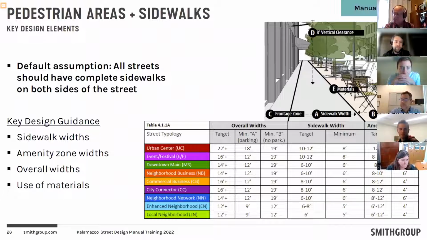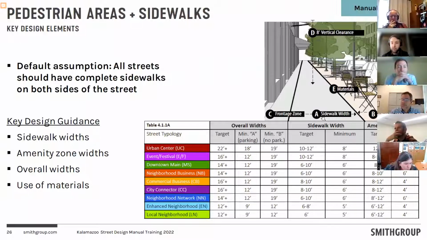So one of the first ones relates back to pedestrian areas and sidewalks. So the design element identifies the sidewalk as that clear walking path, and that's typically set right at the edge of the right-of-way line. And then what we refer to as the pedestrian area includes the sidewalk, but it's everything else from that right-of-way line over to the curb line, the edge of the roadway itself.